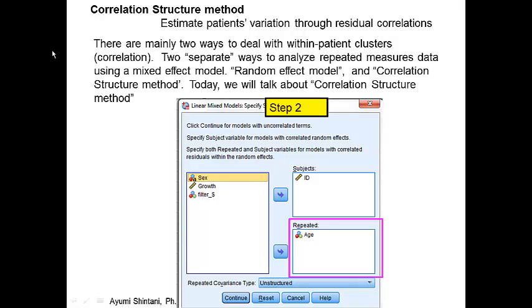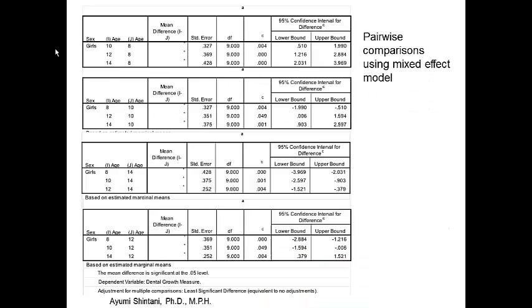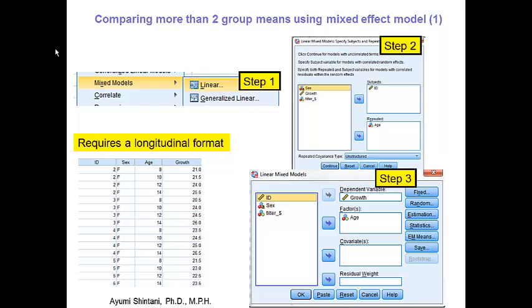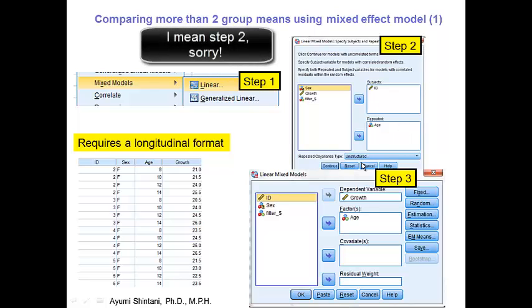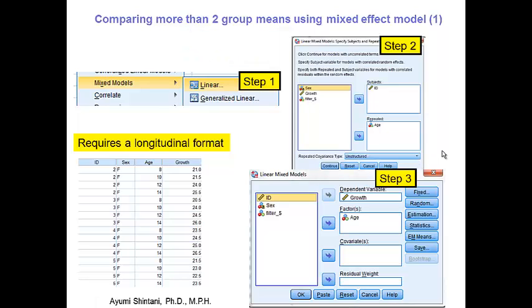For the rest of the slides in this chapter, we will talk about correlation structure. When we go back to mixed effect analysis, we have step 1, step 2, and step 3. At step 1, we saw a box we usually don't see in SPSS, which says repeated covariance type. Here I asked you to set it to unstructured so that we can reproduce exactly the same analysis we did with the paired sample t-test.